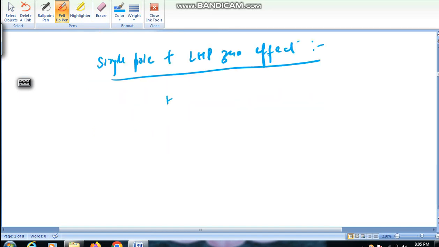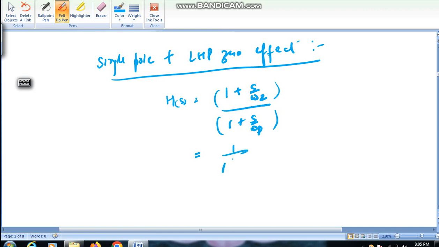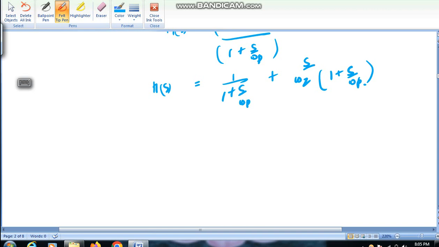So the transfer function for this is 1, right? So we have one left hand plane zero and another one is a left hand plane pole. So with the partial fraction method we will solve this. So let's see its step response.